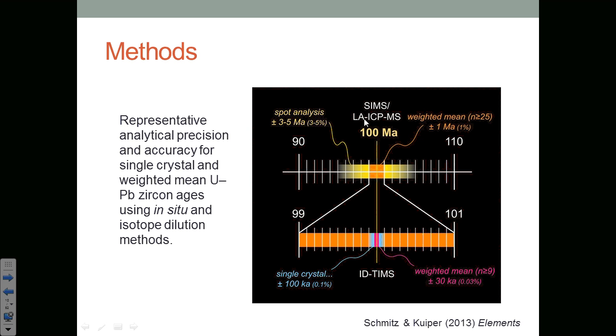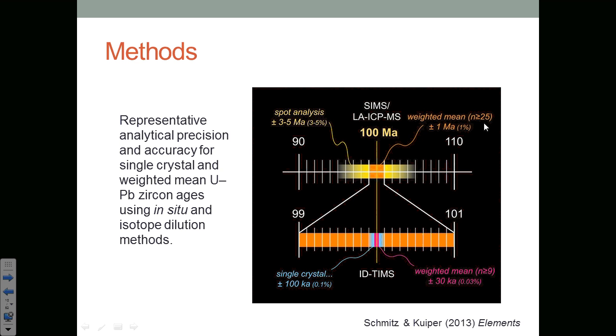The other technique is to use an ion microprobe, but that uses a stream of ions that ablate the sample effectively. Both have a similar precision, and so this pink bar shows, if we measured 9 grains by ID-TIMS, we could get our error on a 100 million year old grain down to probably within 0.03%. So really high precision. If we do the same thing, 100 million year old grain with either the SHRIMP SIMS or laser ICP-MS, we're going to, at best, with measuring maybe 25 grains, get within 1%. So it's much lower precision, but you have the advantage of having really high spatial resolution.